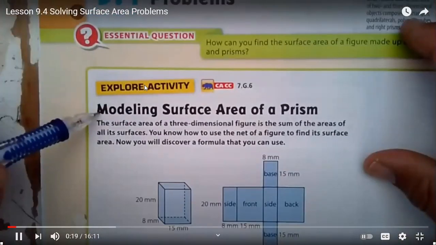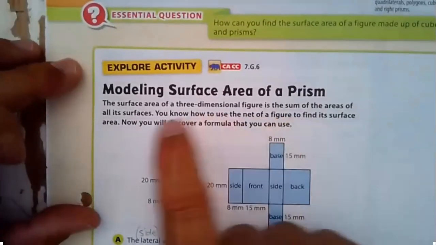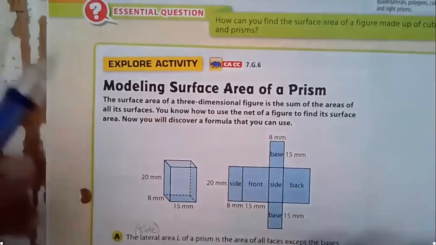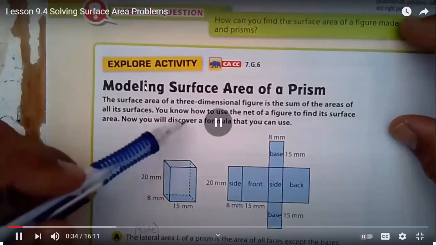Modeling surface area of a prism. The surface area of a three-dimensional figure is the sum of the areas of its surfaces. So we're talking about the surface of this figure. We're not talking about what's inside, which is the volume of the figure, just the surface area. Are we talking about the figure from outside or from inside?